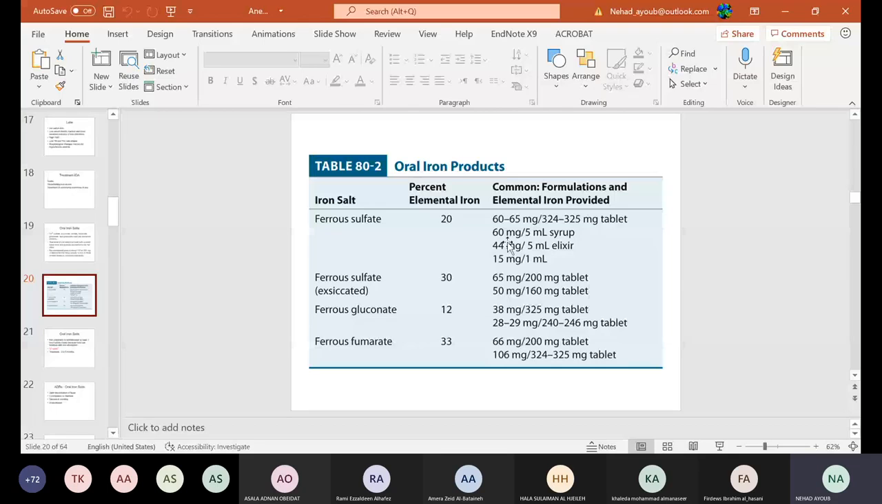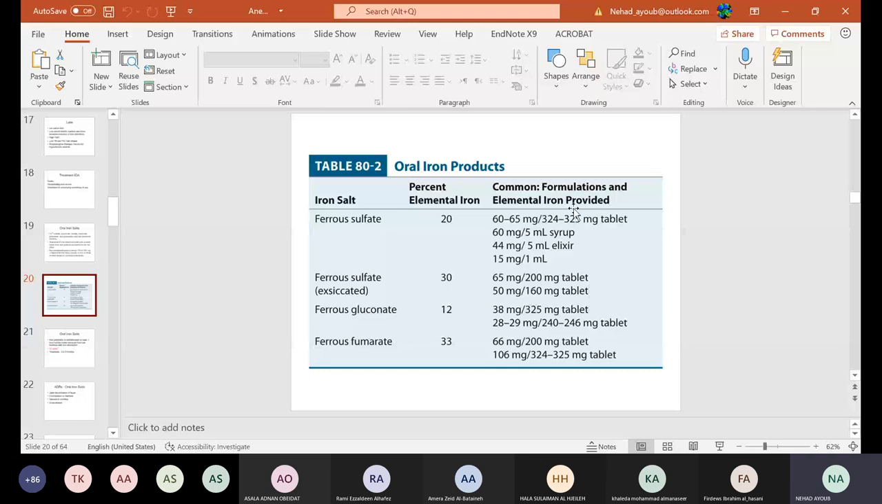We have different salts. We have the fumarate, the gluconate, the different formulations of sulfate. They are different in the amount of elemental iron they provide. For example, ferrous gluconate provides the least amount of elemental iron. If I compare, a 325 mg tablet of ferrous gluconate gives me 38 mg iron, while 20% of that tablet, if it is ferrous sulfate, gives me 60 to 65 mg elemental iron.